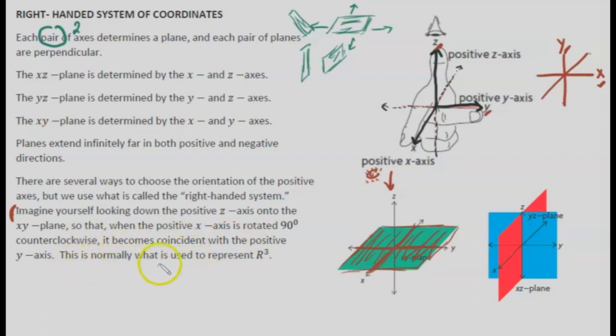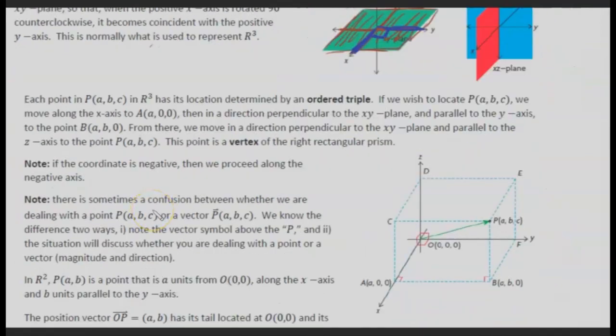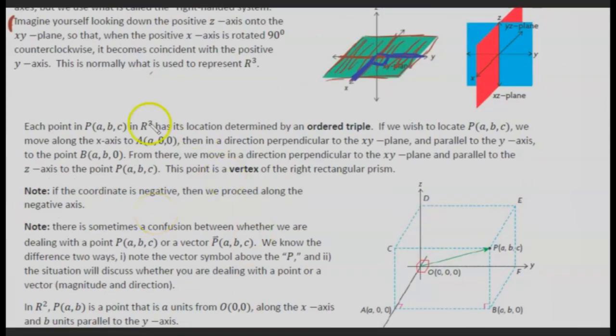This is normally what is used to represent R cubed. All this means is that this x and this y are 90 degrees from each other. Each point (a, b, c) in R cubed has its location determined by an ordered triple. Again, ordered triple, a, b, c. We used to say ordered pair, like x, y or a, b, would be an ordered pair. But now we're dealing with a triple.